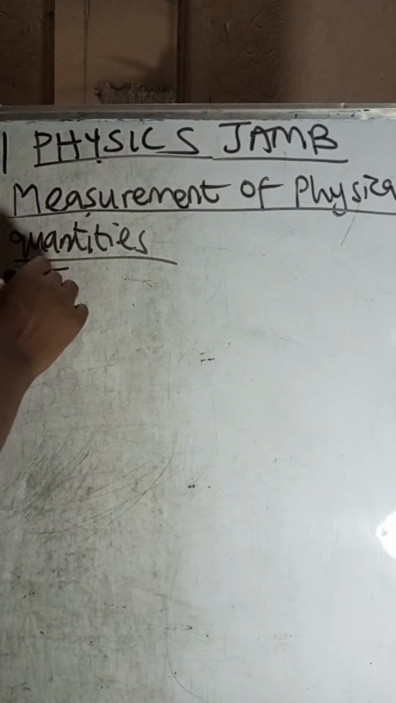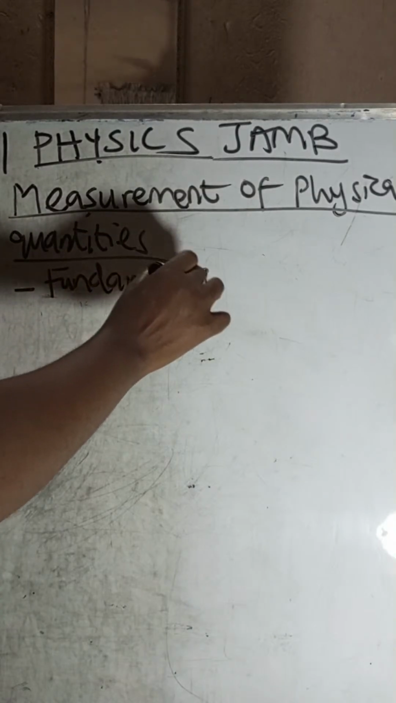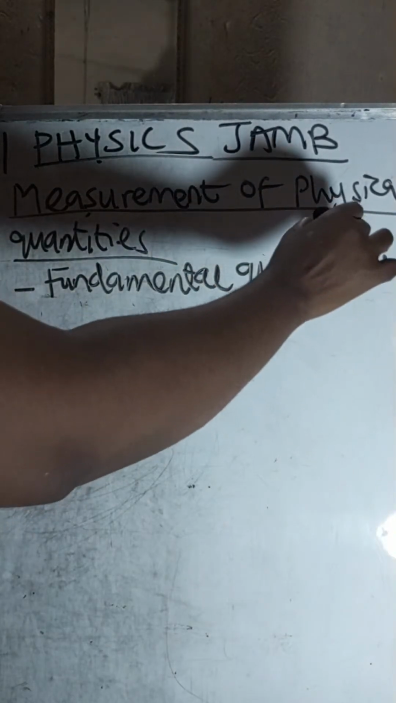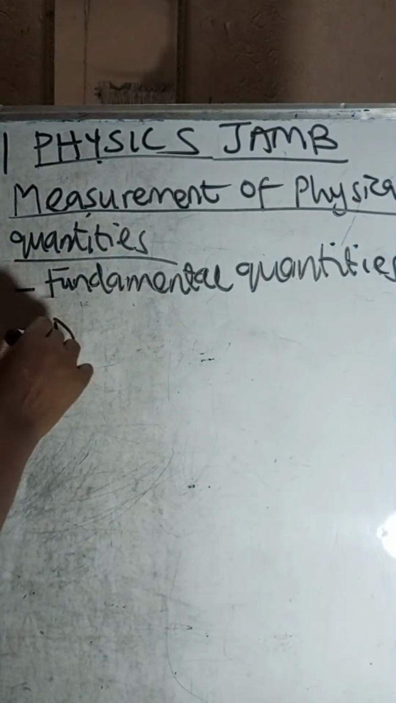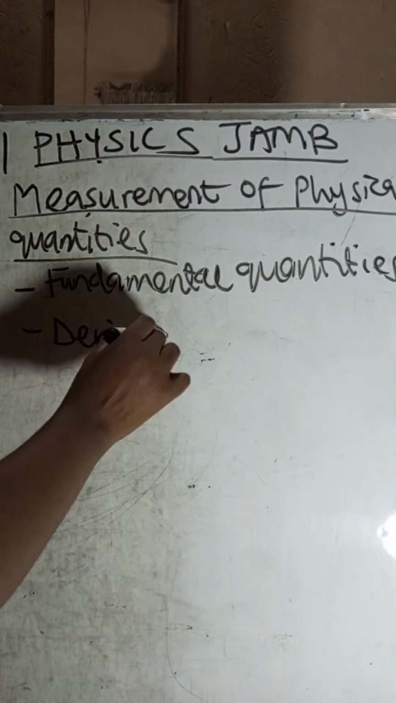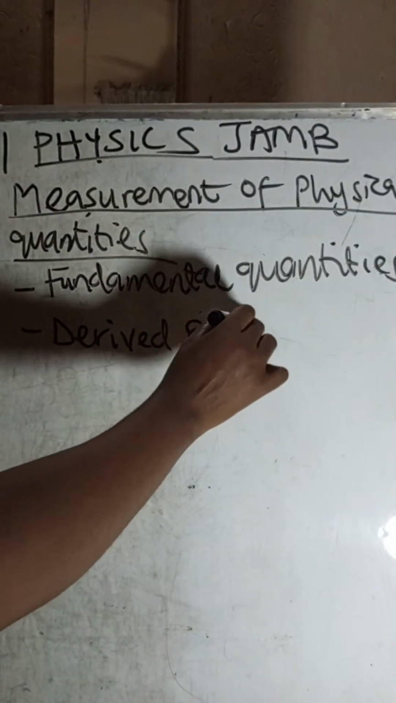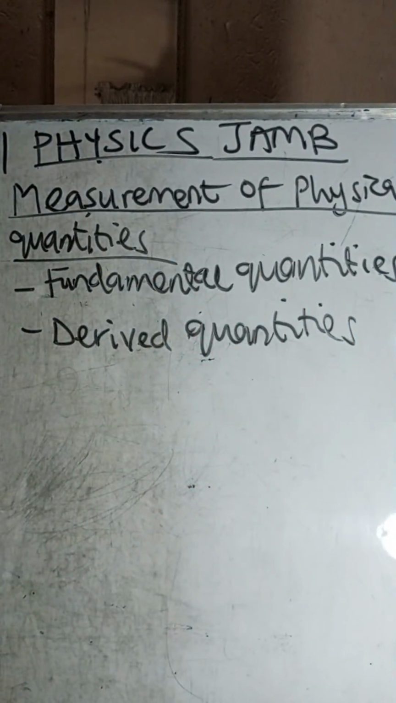Let me just do a summary. These are fundamental quantities and derived quantities. Okay. Fundamental quantities and what? You are not seeing.